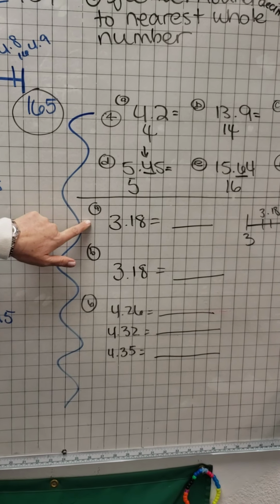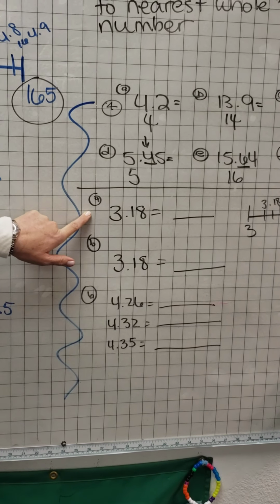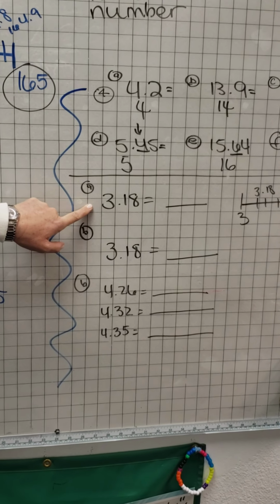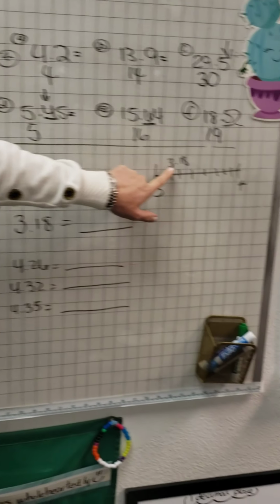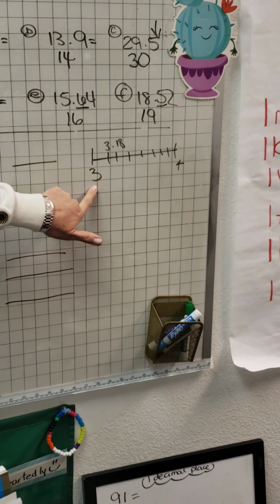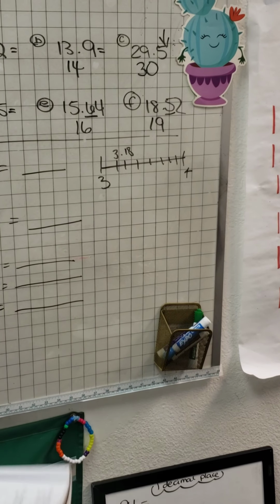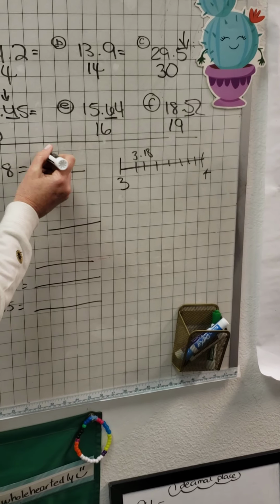All right, next section. And it says here, the length of a string is 3.18 meters long, rounded off to the nearest meter. So looking right here, 3.18, would that be closer to 3 or closer to 4 on the number line? And that, as you can see, is closer to 3. So it would round to 3.